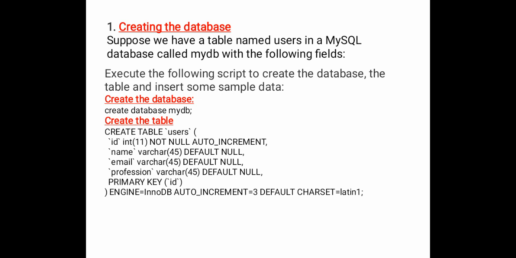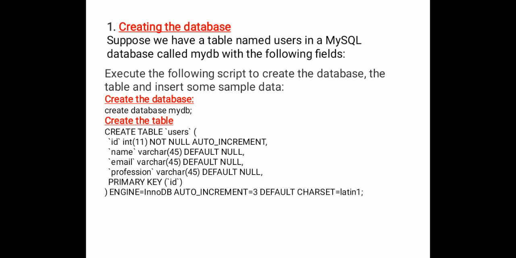First, create the database. For creating the database, we are writing on the MySQL screen, create database MyDB. The name of the database is MyDB here. Now we are creating the table. Create table users. The name of the table is users. Inside this table, we are creating some fields: ID, with constraints not null and auto increment.